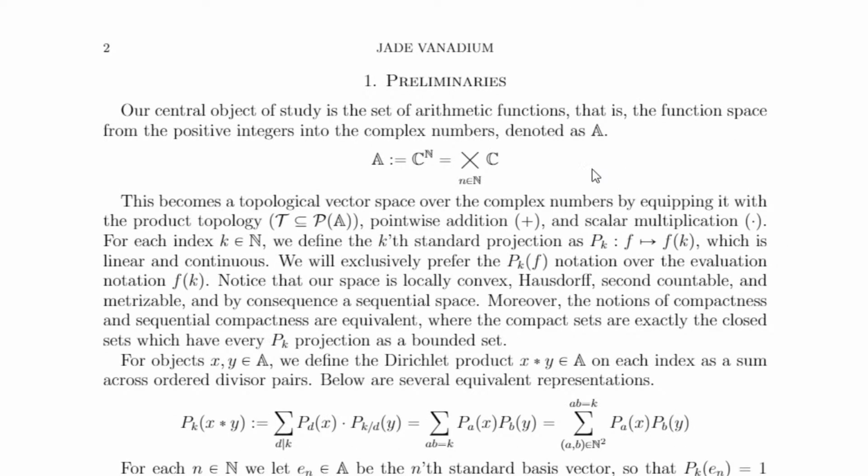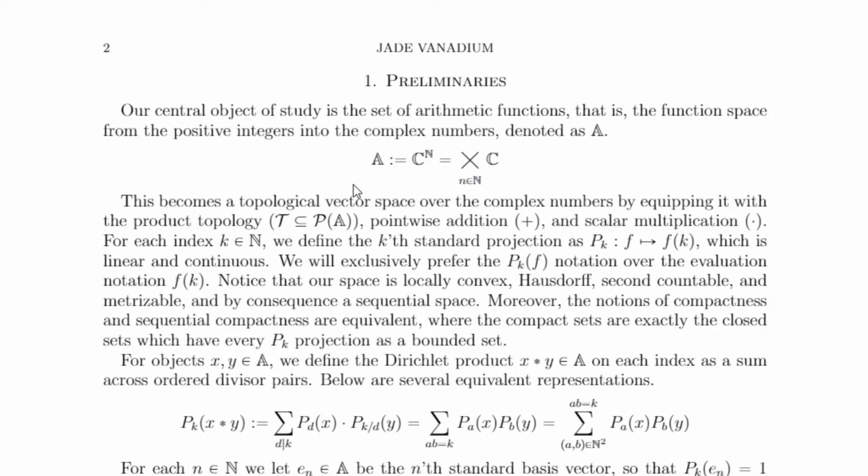Starting out, the structure of objects that we're studying is denoted by this math blackboard bold A symbol, and it's a function space. One characterization is a function space from the natural numbers, that's the positive integers, into the complex numbers. Another way you can think of this is as a countable product of countably many copies of the complex plane, where the index of the dimensions is, again, the positive integers. So that's 2 possible characterizations.